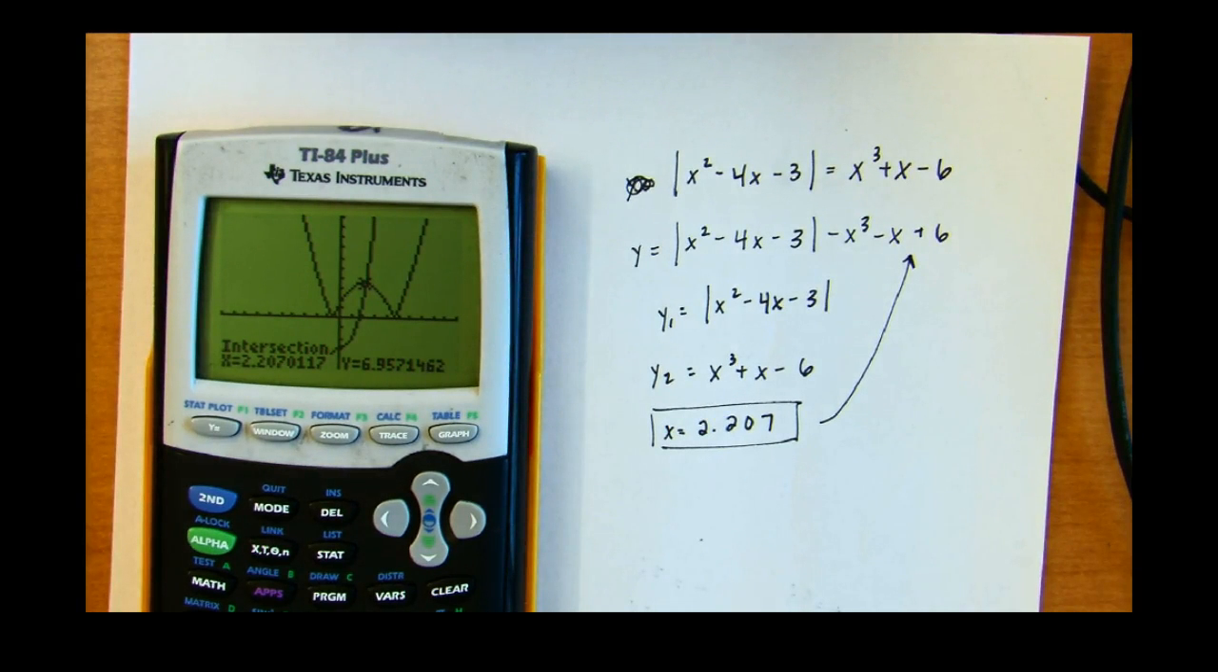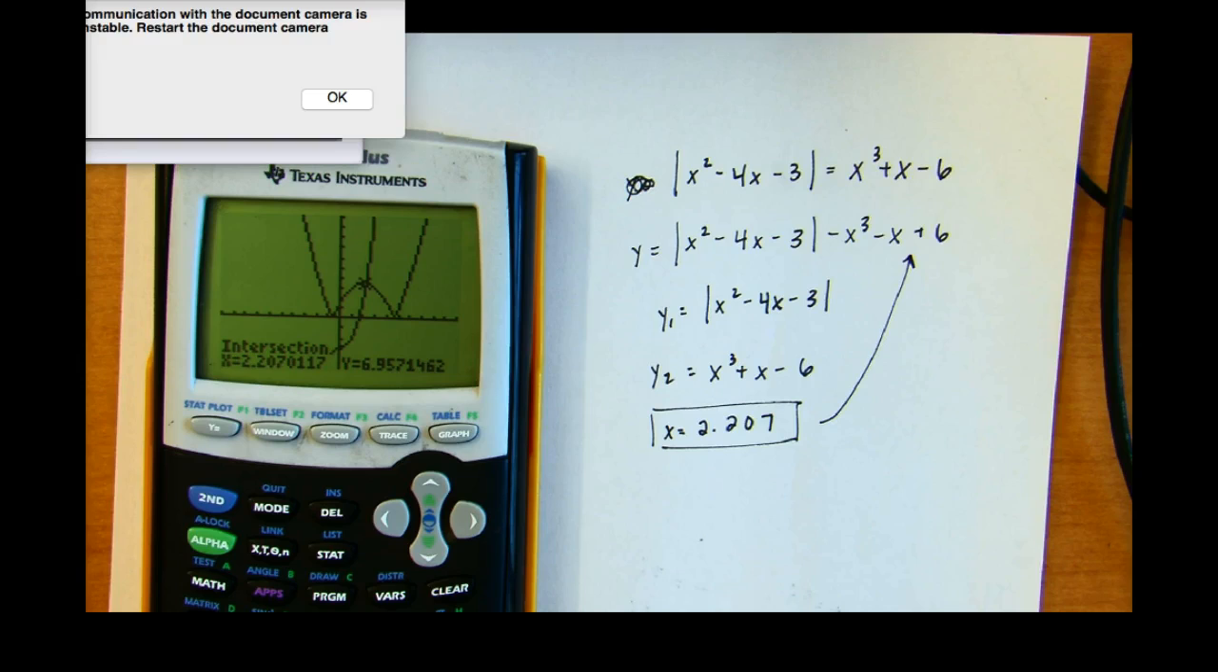And that's how you use the intersection method to find your zeros. So you just need to find the point or points where the two lines will intersect. And that's it.